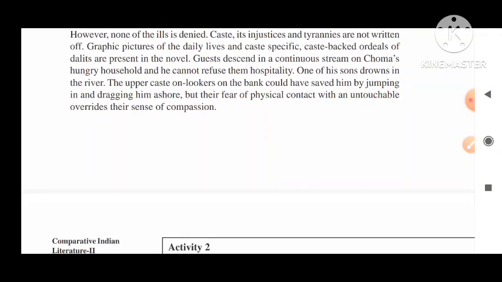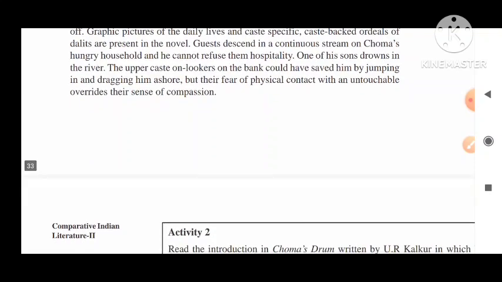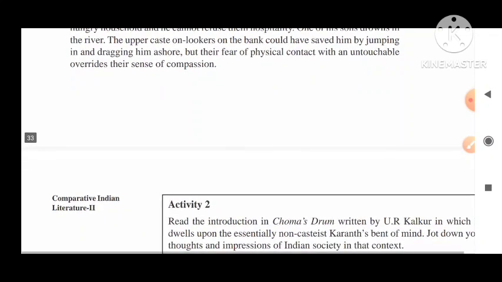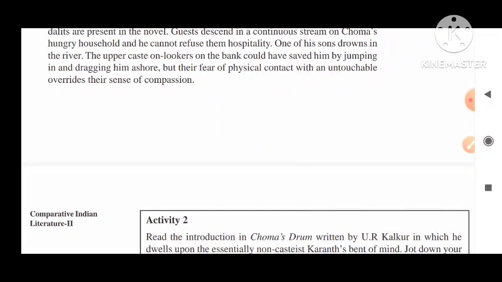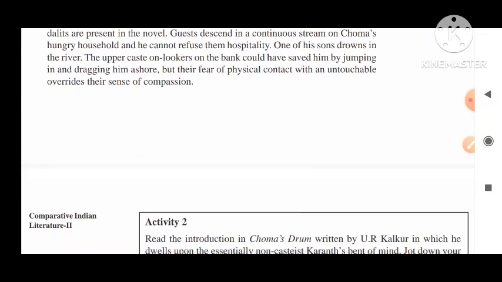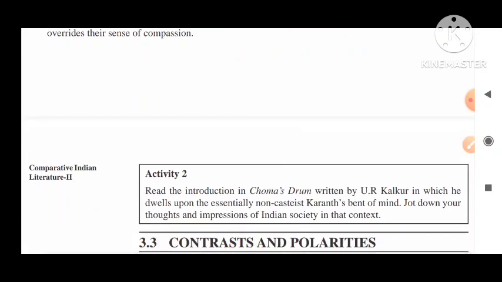One of his sons drowns in the river. The upper caste onlookers on the bank could have saved him by jumping in and dragging him ashore, but their fear of physical contact with an untouchable overrides their sense of compassion.